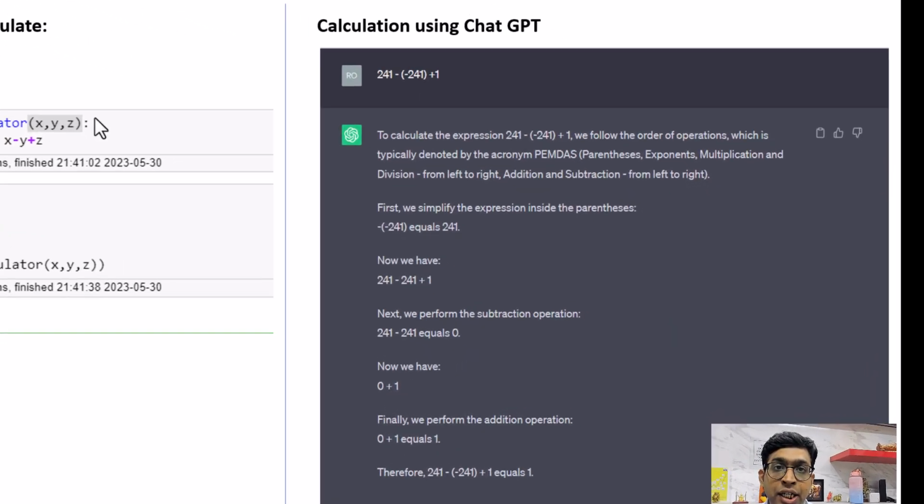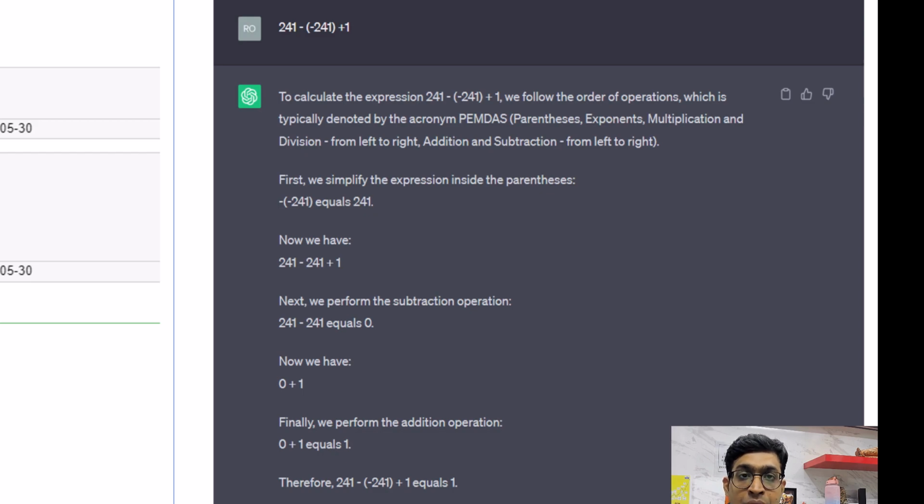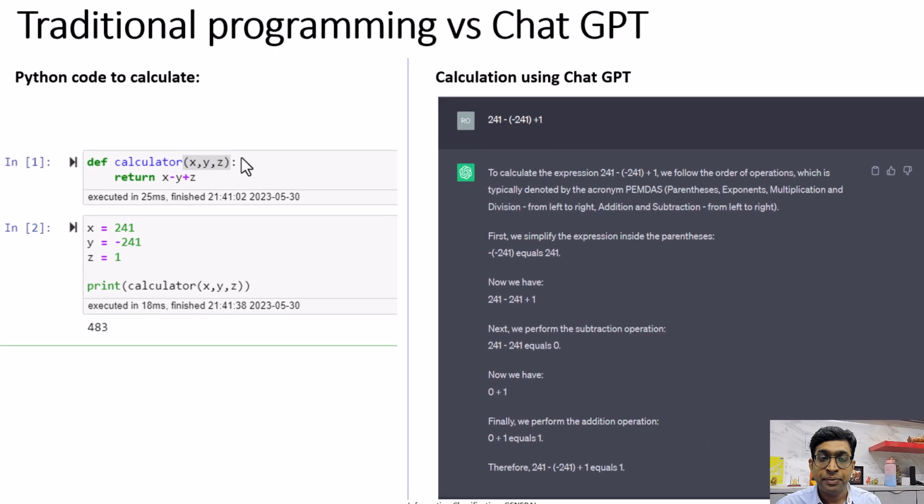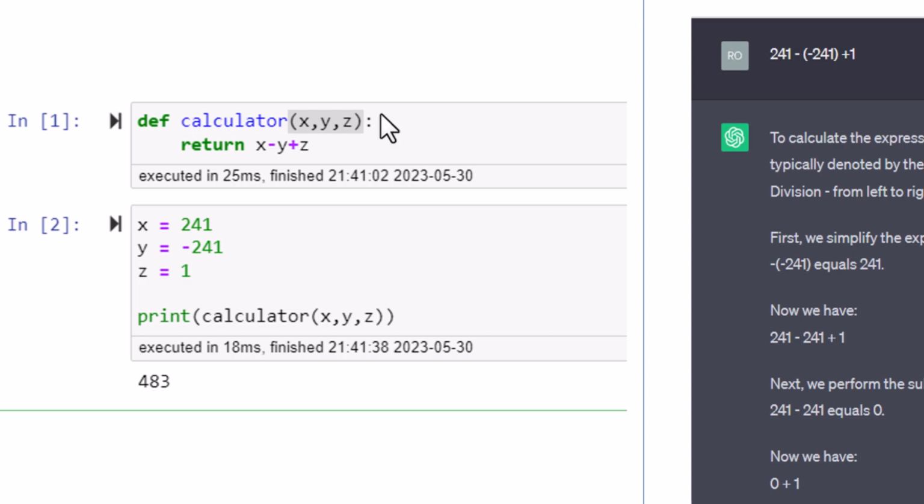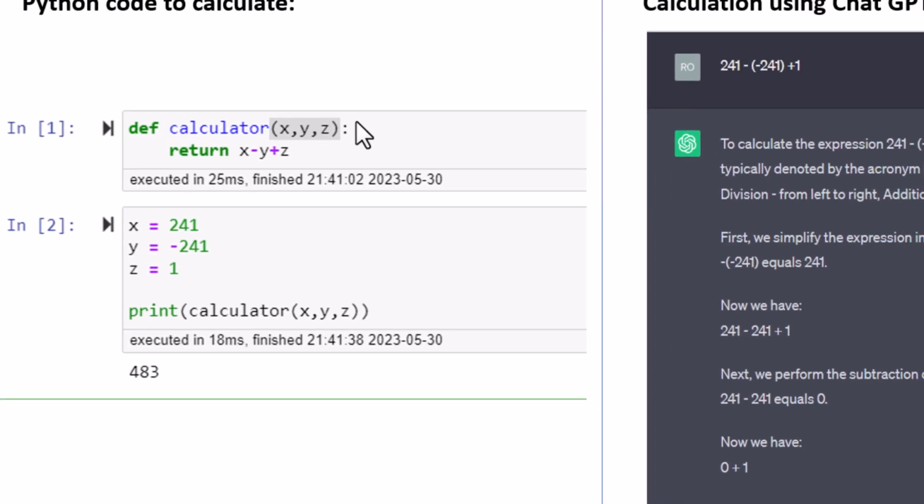On the right hand side, you see an example where you give a very simple mathematical question to ChatGPT, and instead of saying, I don't know the answer, it has given us a wrong answer. If you try the Python equivalent of this question, you would see that the answer is 483 instead of 1.